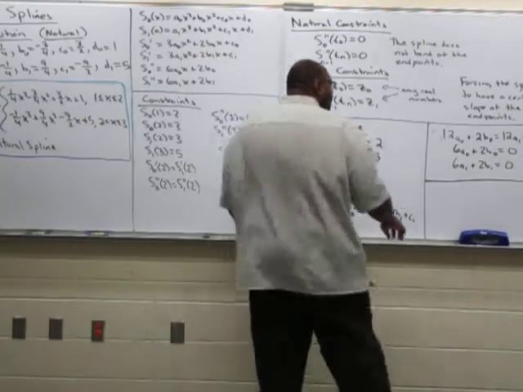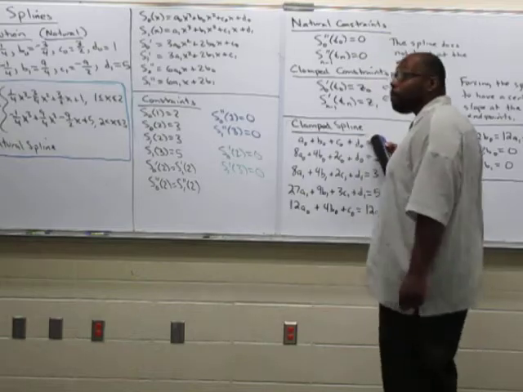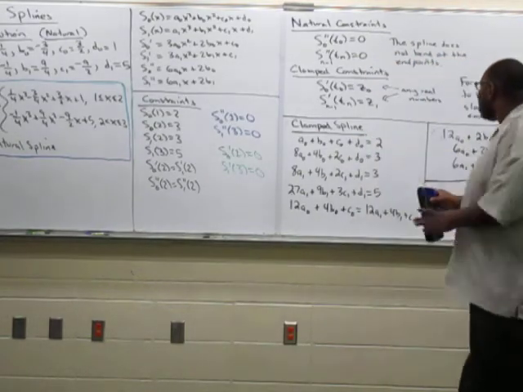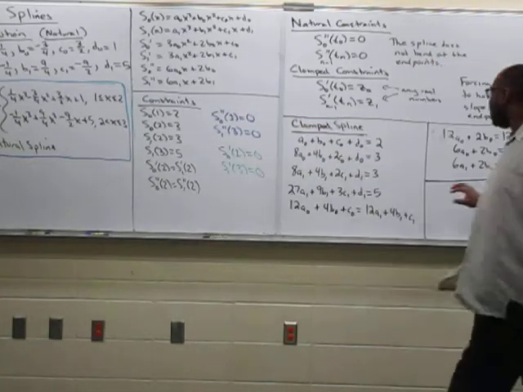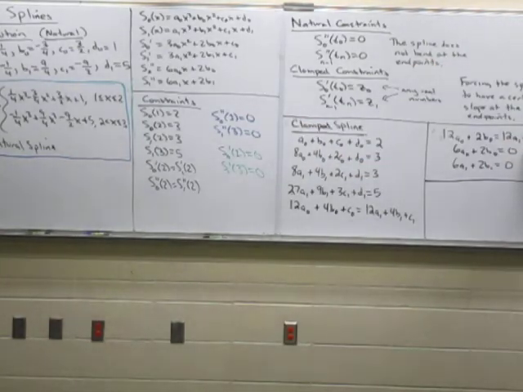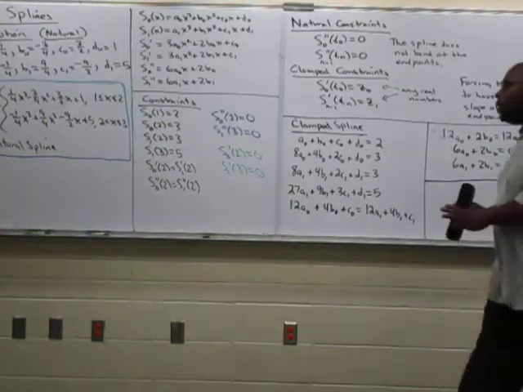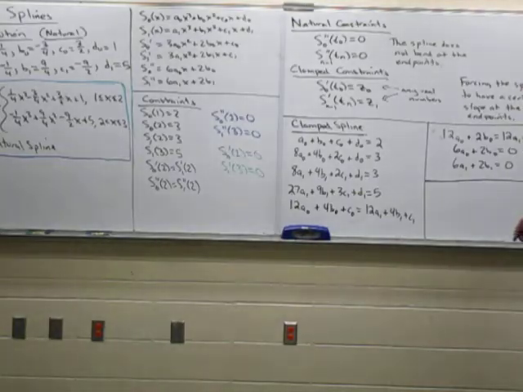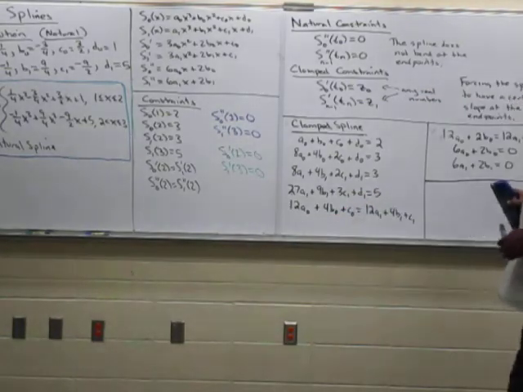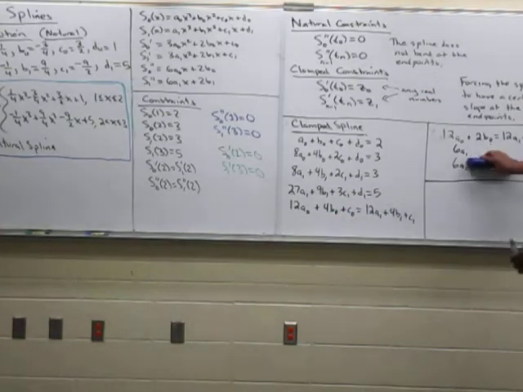So let's talk about clamp spline, right? I want to do the clamp spline now. So these constraints are not correct, right? These are the constraints for the natural spline, where my second derivative has to be equal to 0 at that particular location. So let's talk about the clamp spline. In the clamp spline, we want to make sure that the first derivative is equal to 0 at that location. So let's erase these two guys right here.